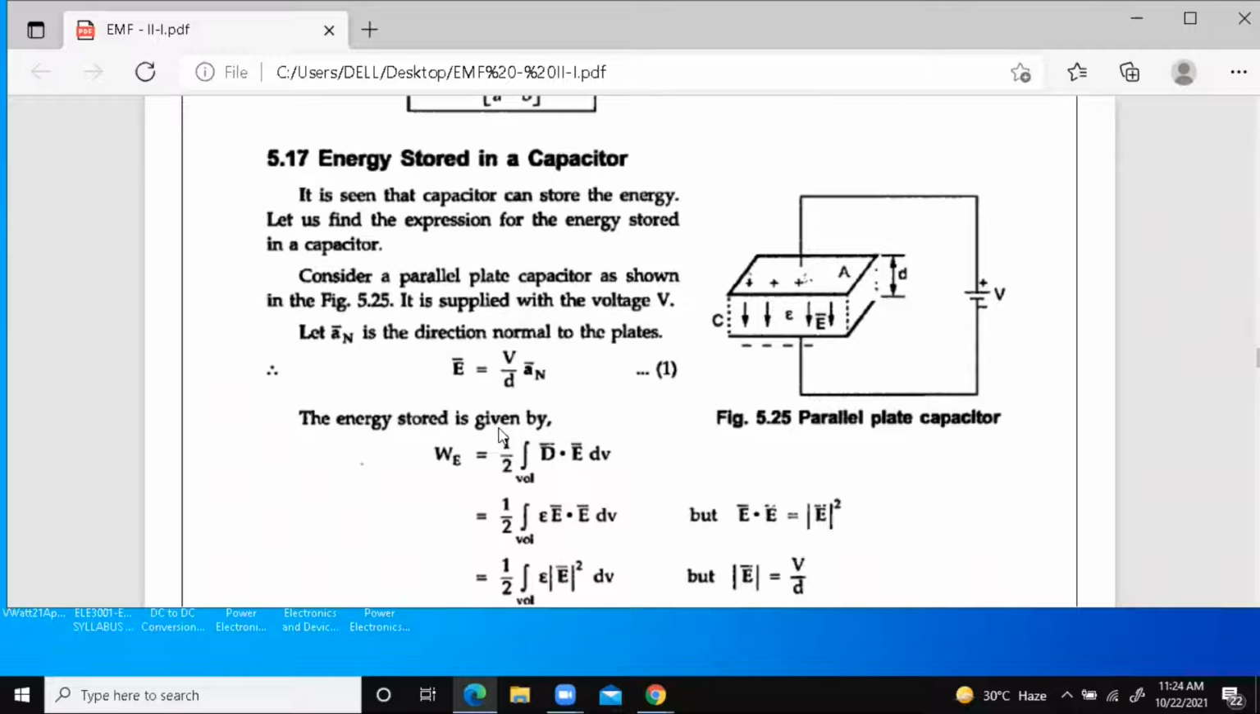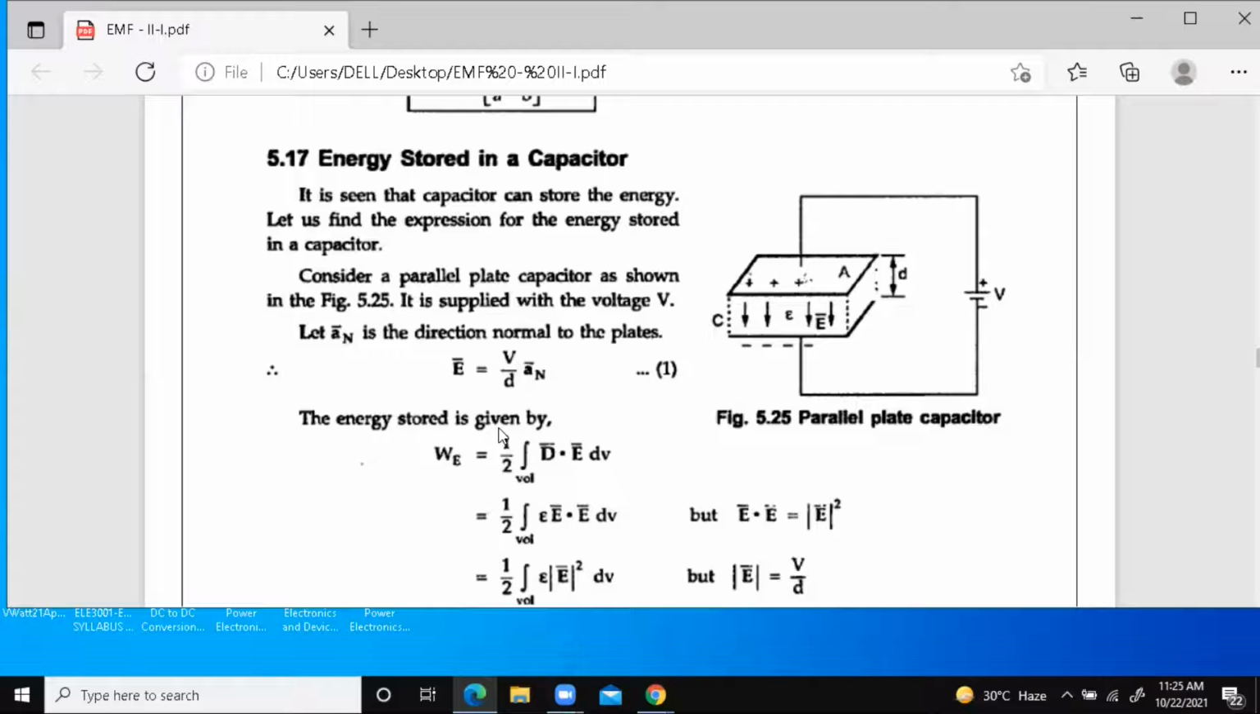Energy stored in a capacitor. And I'm moving quickly because I don't want to come back to this next week. It is seen that a capacitor can store energy. Let us find the expression for the energy stored in a capacitor.